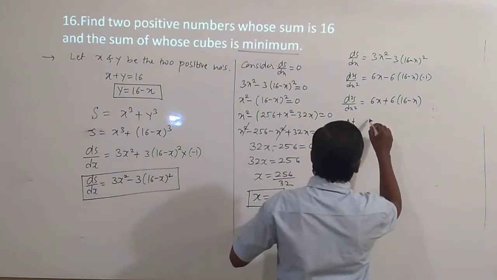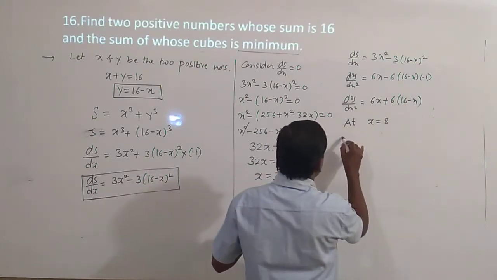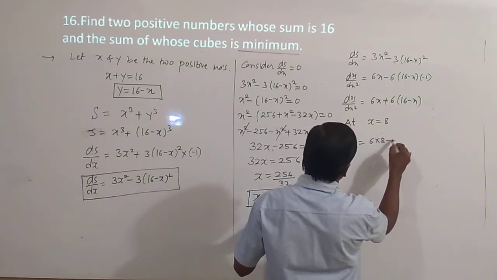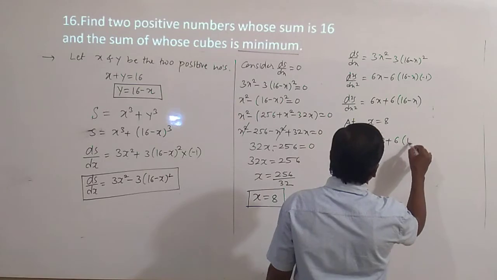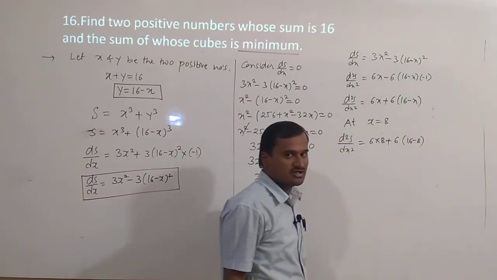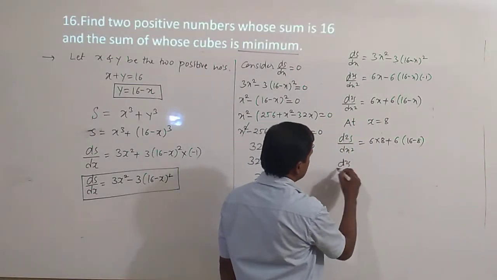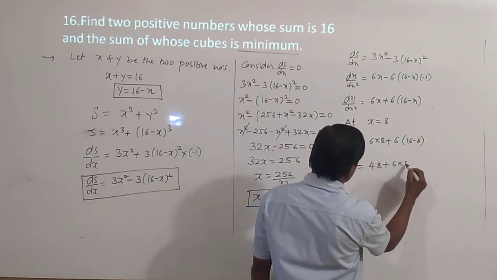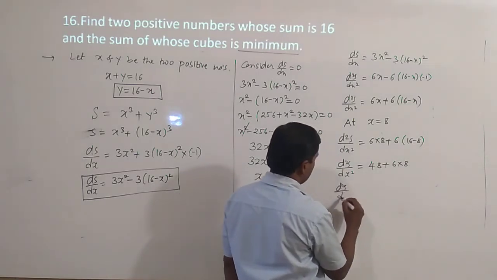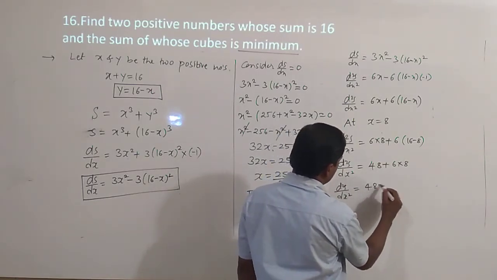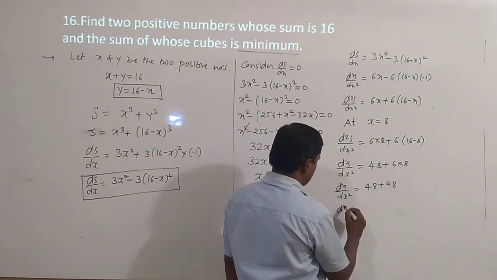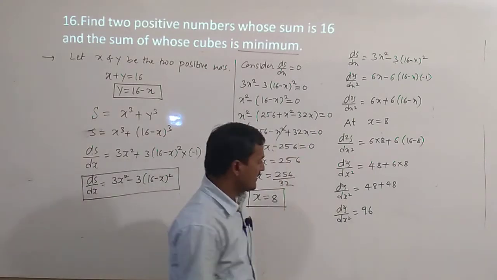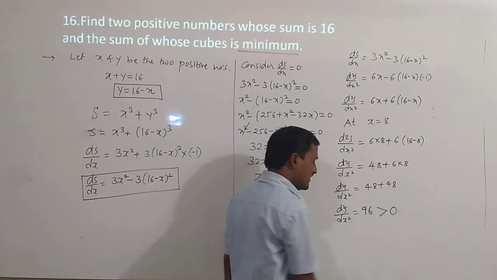Therefore at x equal to 8, d square s divided by dx square is equal to 6 into 8 plus 6 into (16 minus 8). So d square s divided by dx square is equal to 48 plus 6 into 8, which is 48 plus 48. How much is that? 96. So clearly it is more than 0.